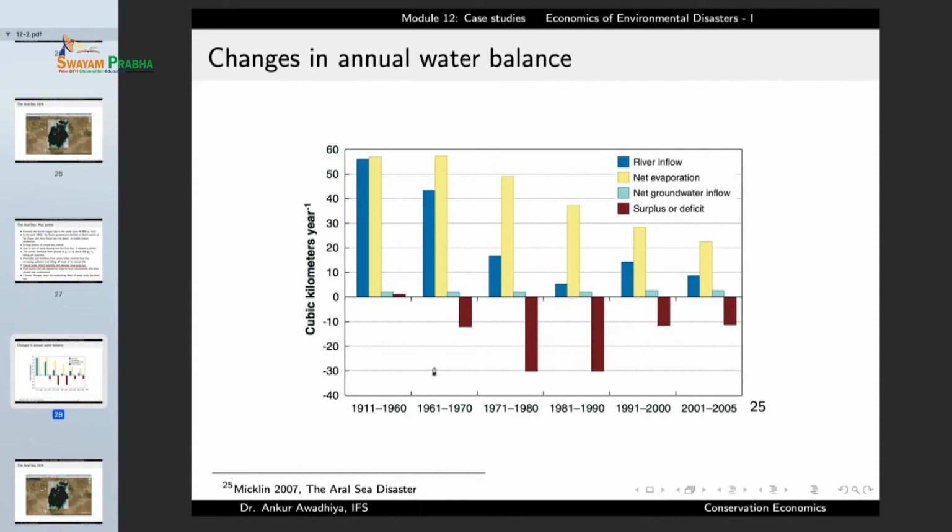But now after 1961, the inflow has gone down. So the inflow from here, it becomes this. But the level of evaporation roughly remains the same. Why? Because of damming of the river, you are reducing the inflow, but because the lake is still of roughly the same size, the evaporation is roughly the same. But then from this point onwards, we start to observe a change in the net evaporation as well.